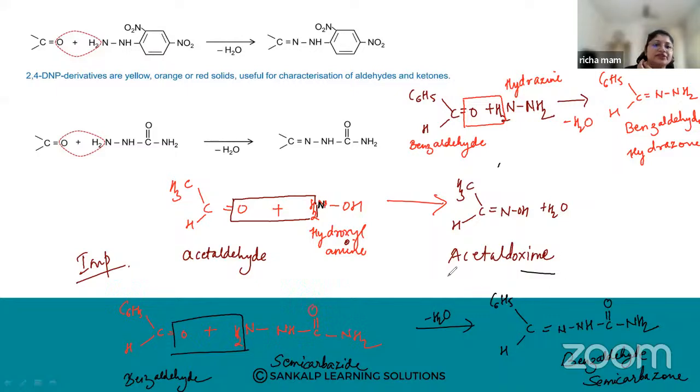So we have seen the different reactants. With primary amine, we get a substituted imine. With hydroxylamine, we get an oxime. With hydrazine, we get hydrazone. With phenylhydrazine, we get phenylhydrazone. With 2,4-dinitrophenylhydrazine, we get 2,4-dinitrophenylhydrazone. And with semicarbazide, we get semicarbazone. So these are the different products with different reactions.